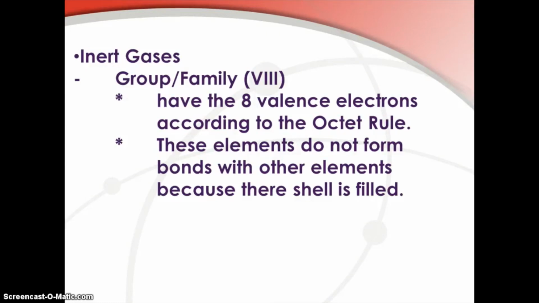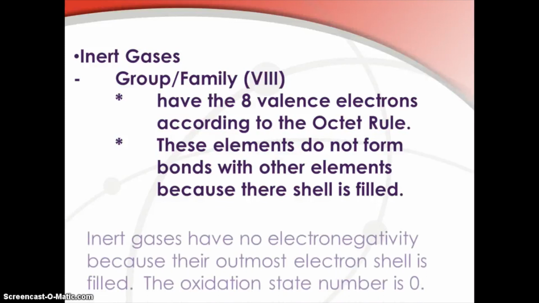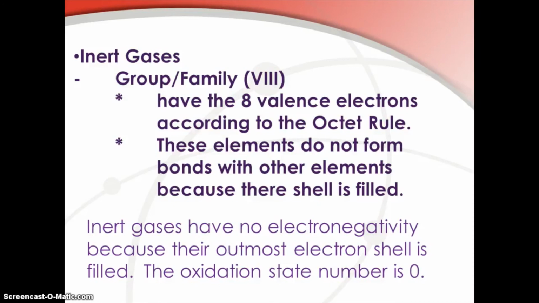They are in group 18, but family 8. You'll see that they have 8 valence electrons in the outer shell. And so according to the octet rule, they don't need to do anything to be stable because they already have a full octet on the outside. And they don't bond with others because they don't need to. And those inert gases have no electronegativity because their outermost electron shell is filled. That's why most of the time you'll see their oxidation state number is 0 and they have no electronegativity number.